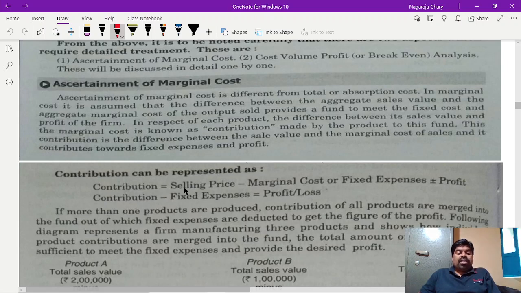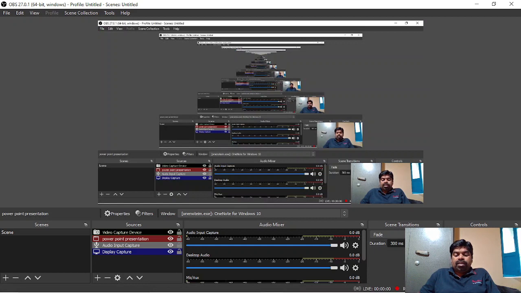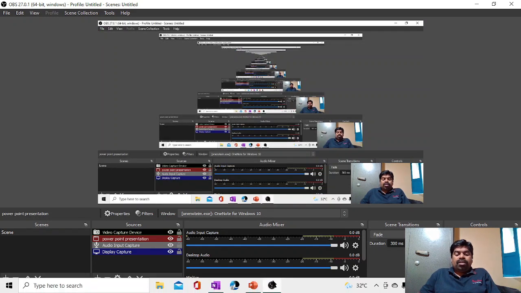Contribution is to be calculated with the help of the difference between selling price and the marginal cost. Or we can say profit is to be added to fixed expenses, or a loss deducted from the fixed expenses. In that way also we can say, contribution minus fixed expenses will be profit or loss. So that can be calculated through marginal costing easily.